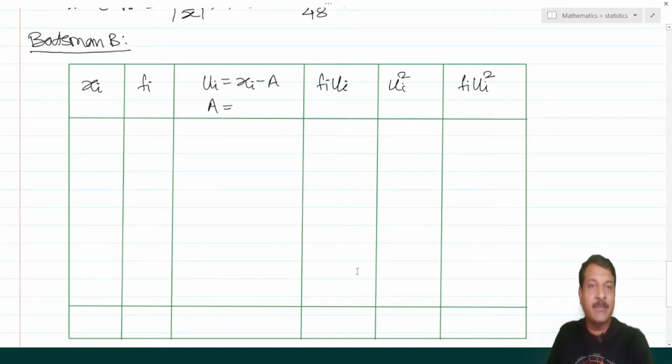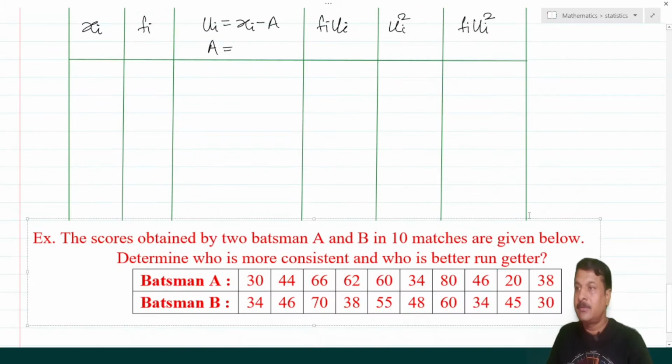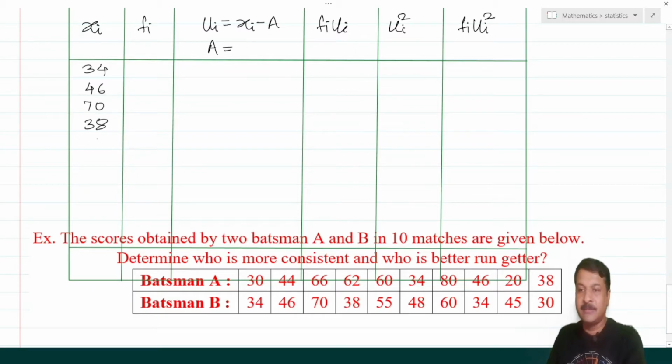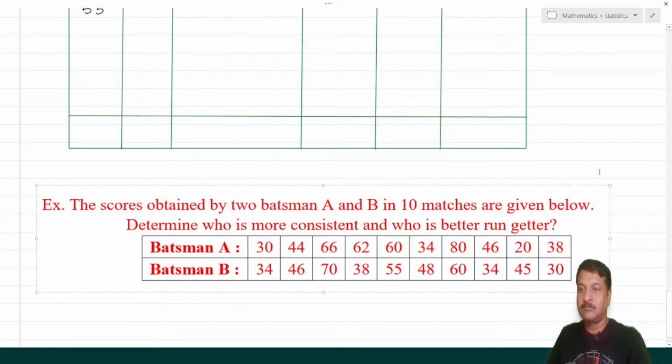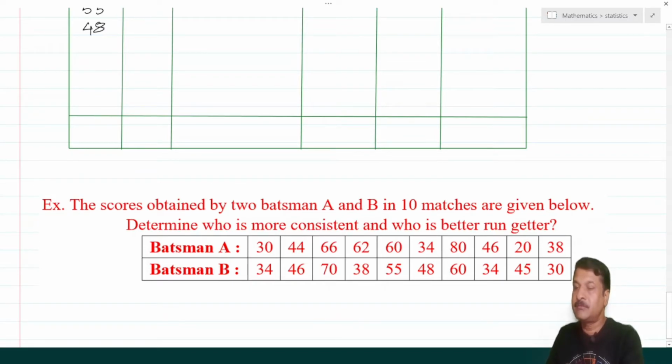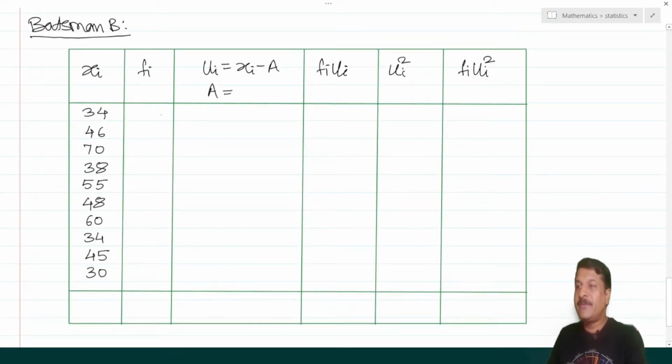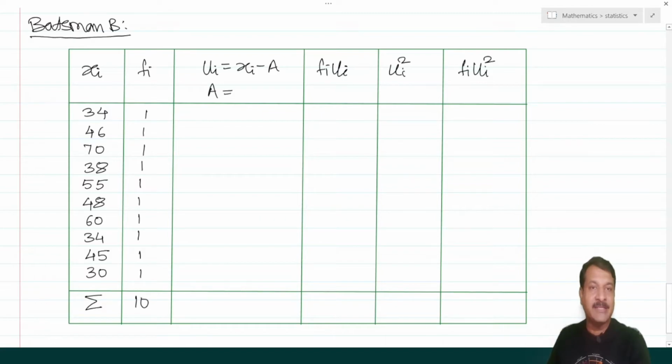So consider similar table for batsman B and the values or runs in 10 matches. So 34, 46, 70, then 38, 55, then 48, 60, 34, 45 and 30. So definitely frequency here they are not to consider, but if you are going to consider, it is 1 summation here. So definitely total number of matches 10.